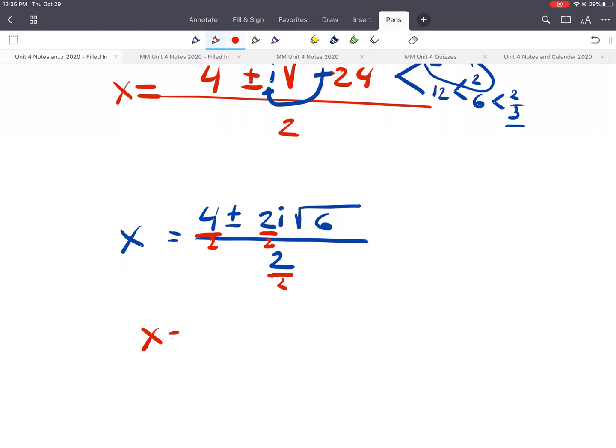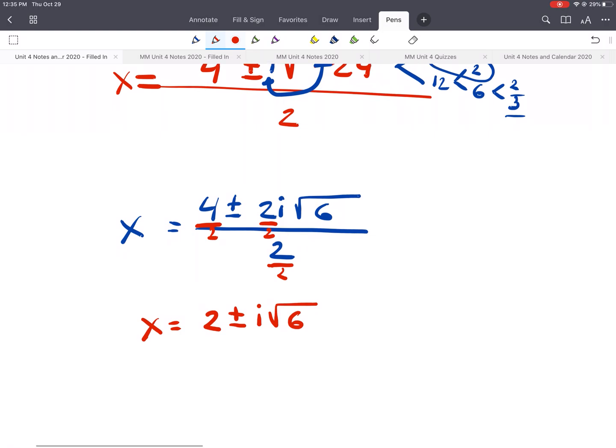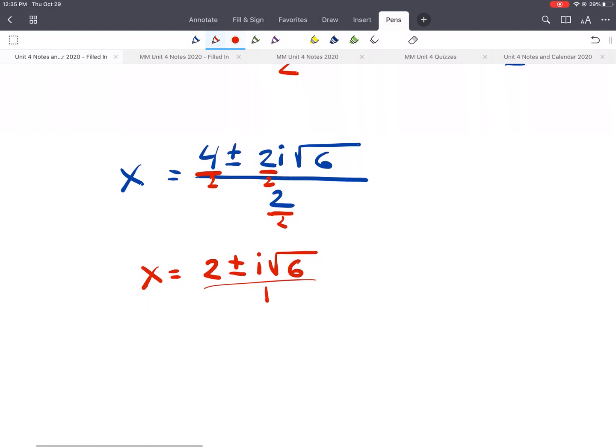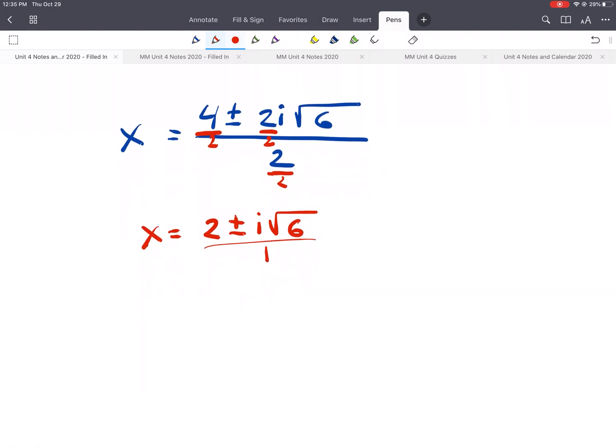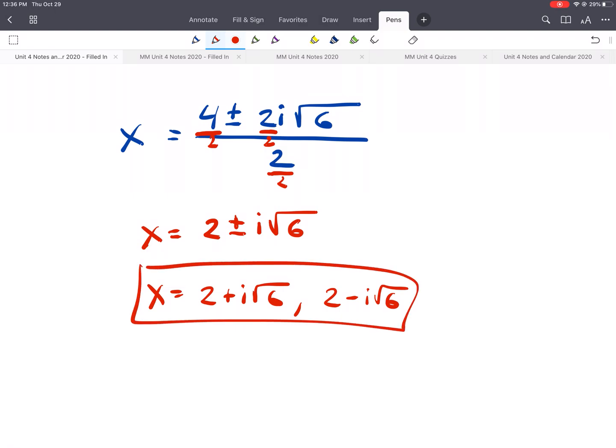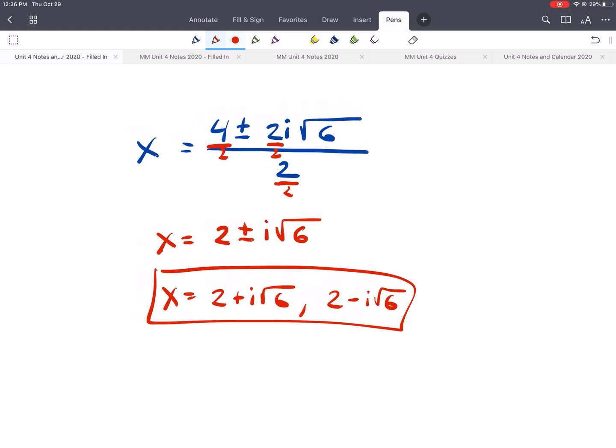So that would give us x is equal to 2 plus or minus 1i, or you could just do i square roots of 6 all over 1. And if you just divide it by 1, that doesn't change anything. So those would be your two solutions. Maybe I won't skip that step, but 2 divided by 1 is 2. This divided by 1 is the same, so that doesn't change anything, okay? And then we could write it as 2 plus i square roots of 6 and 2 minus i square roots of 6. Okay? So looking at that, there's no way we could use factoring to do this type of problem.